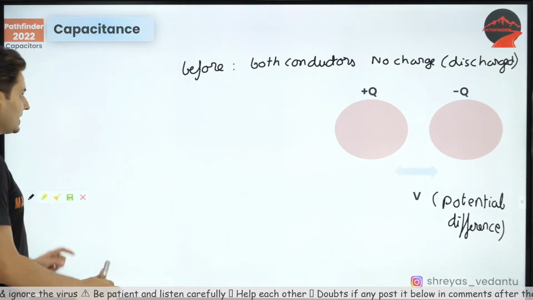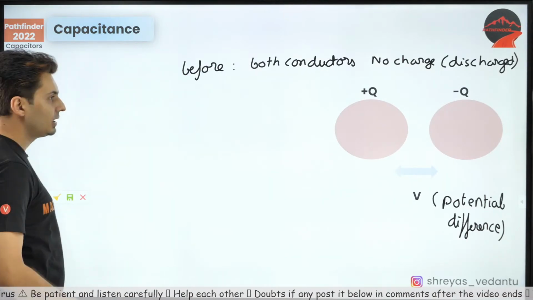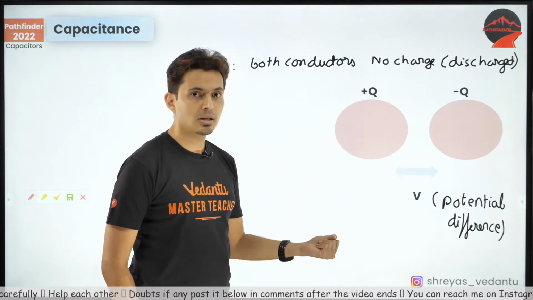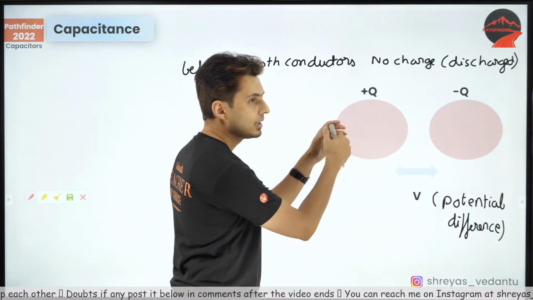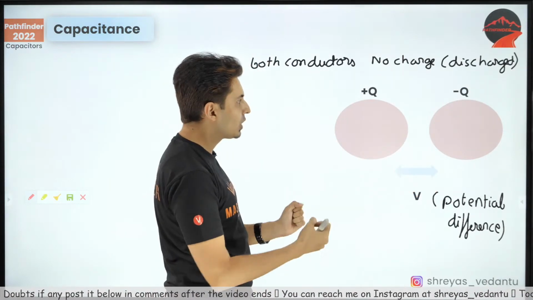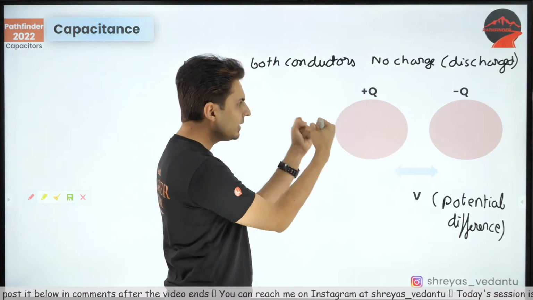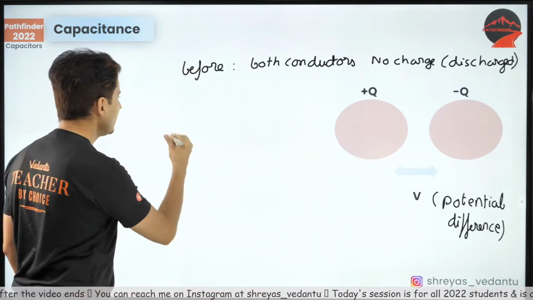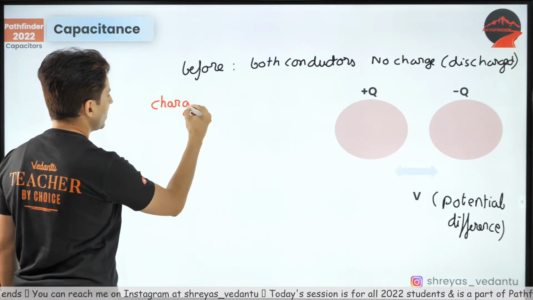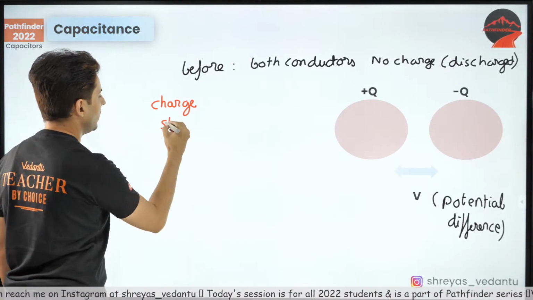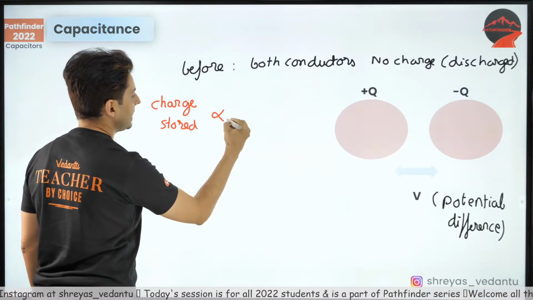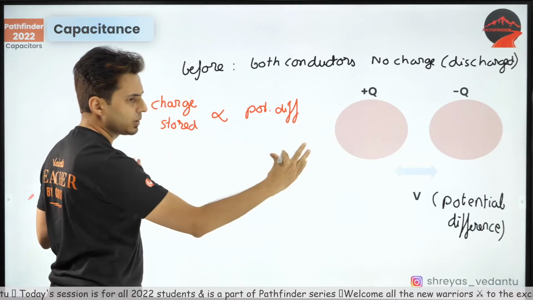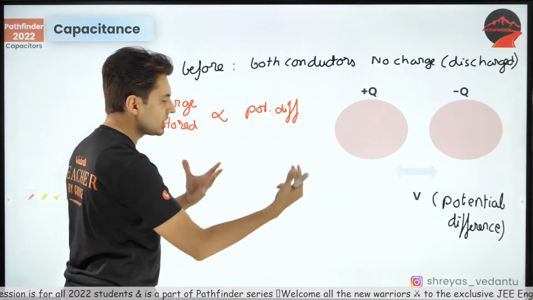Now, if this much is clear, it is found that the charge that you store is directly proportional to the voltage. If you store more charge here, then the voltage will increase. Why? Because if the charge is more, the field will be strong. If the field is strong, the voltage difference will be more. Understand that. So the charge which is stored on the capacitor is directly proportional to the potential difference. More voltage difference, more charge stored.